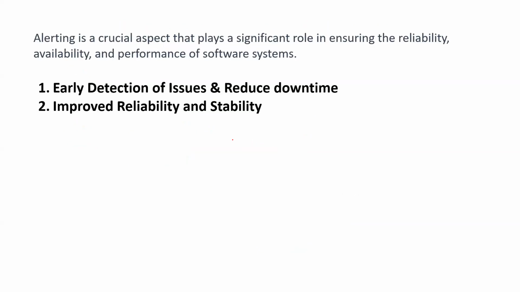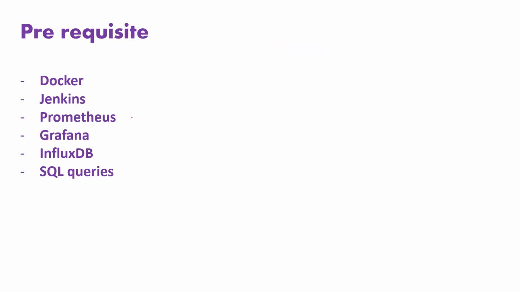So that's where alerting plays a crucial role in ensuring the reliability, availability, and performance of the systems. It also helps us in early detection of issues and reducing downtimes, which can impact reliability and stability as well. And I always say in my multiple videos that it's not about always installing or creating something. Observability plays a very, very important role. Once you install, create or configure something, you need to monitor whether it is working properly or not. So now coming to this particular video.